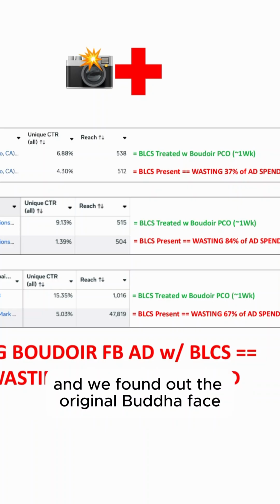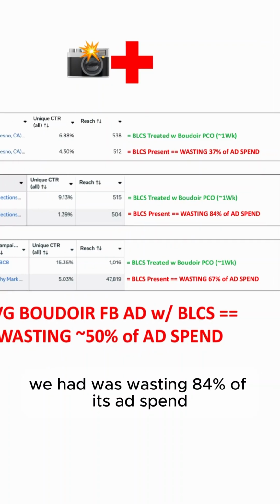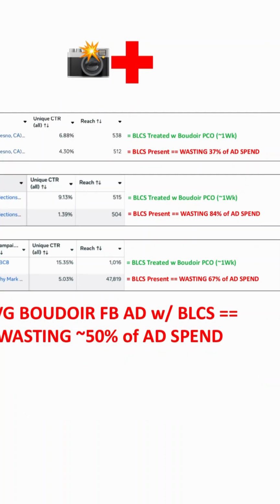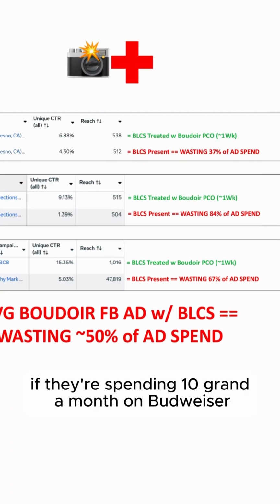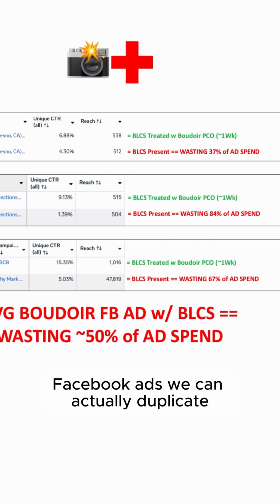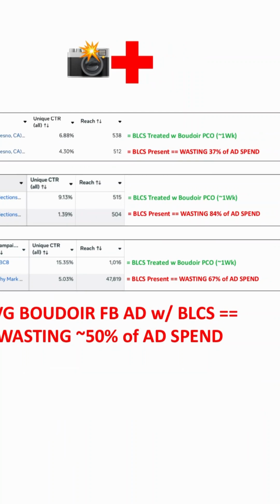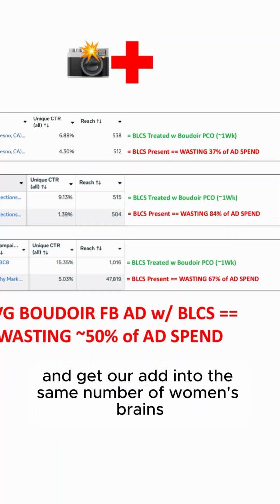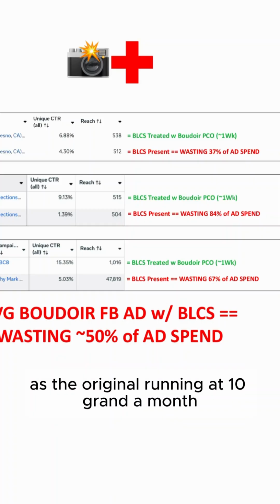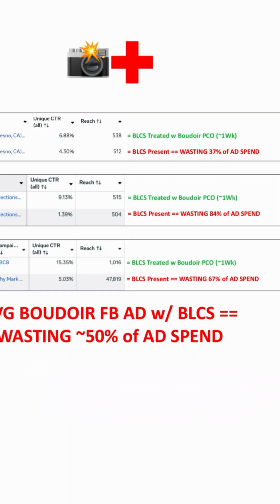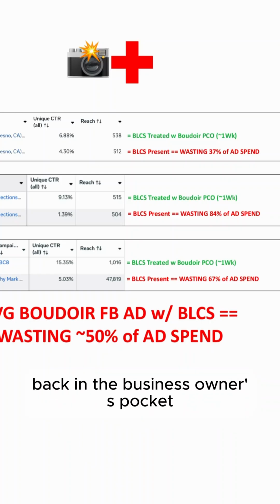And we found out the original Boudoir Facebook ad is wasting 84% of its ad spend. So since it is wasting 84% of its ad spend, if they're spending 10 grand a month on Boudoir Facebook ads, we can just take our spend, put it on the Boudoir Pico treated ad at 1,600 bucks a month, and get our ad into the same number of women's brains as the original running at 10 grand a month. So 8,600 bucks a month in savings. Literally, what's that? 100 grand in the next year, kind of like phantom profit back in the business owner's pocket.